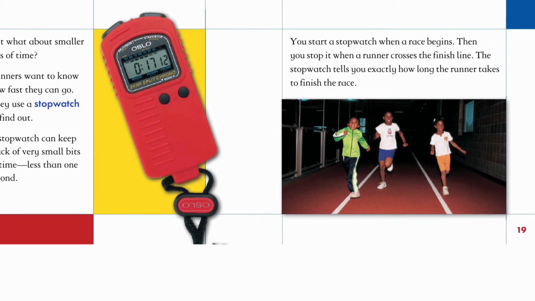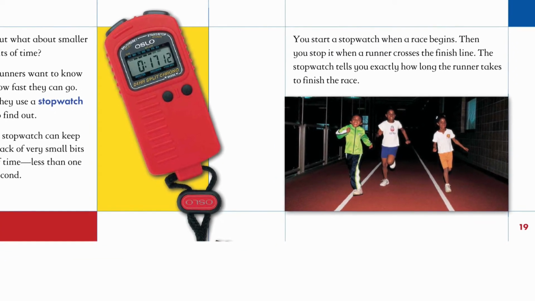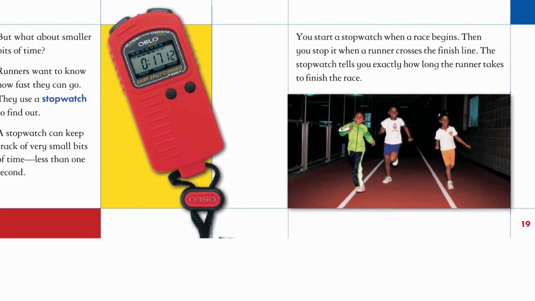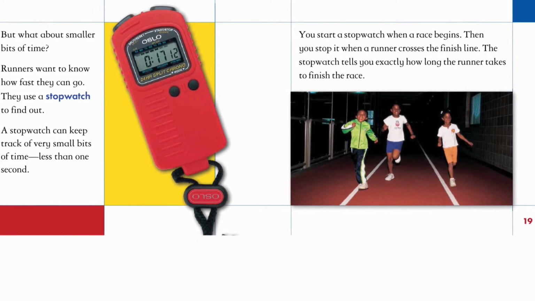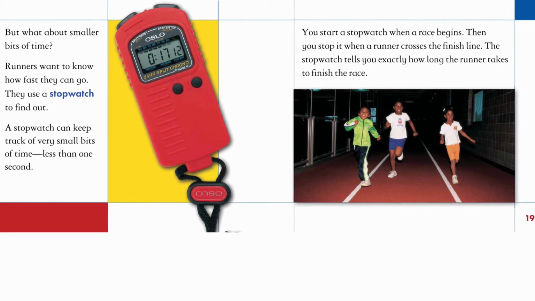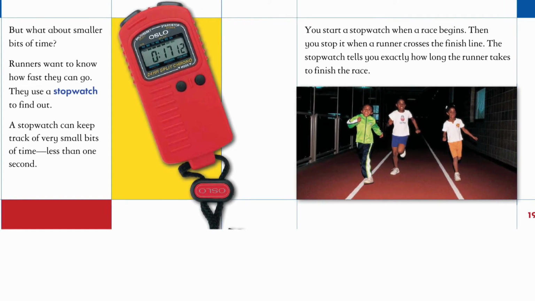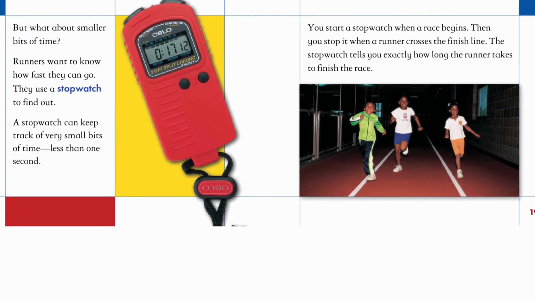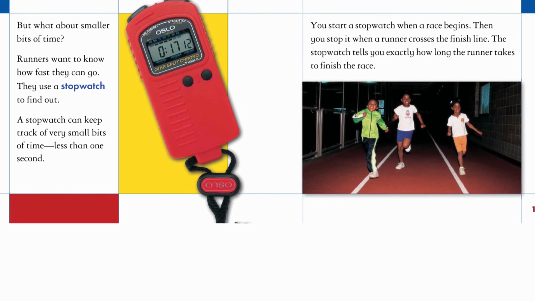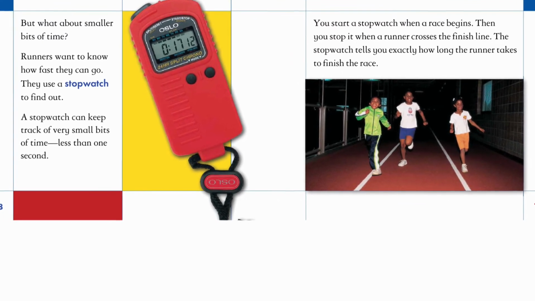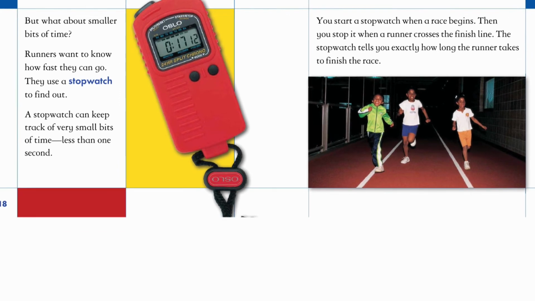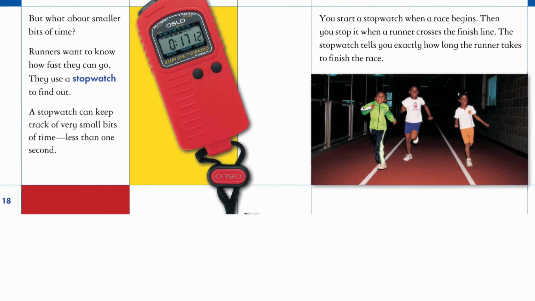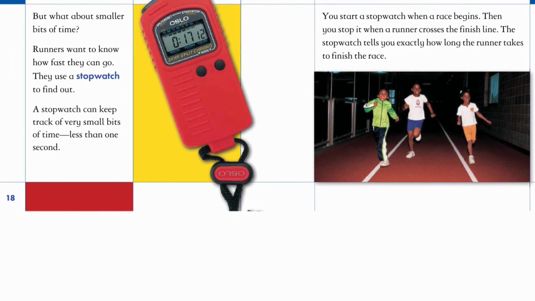But what about smaller bits of time? Runners want to know how fast they can go. They can use a stopwatch to find out. A stopwatch can track every small bit of time, less than 1 second. You start a stopwatch when the race begins, and you stop it when the runner crosses the finish line. The stopwatch tells you exactly how long the runner takes to finish the race.